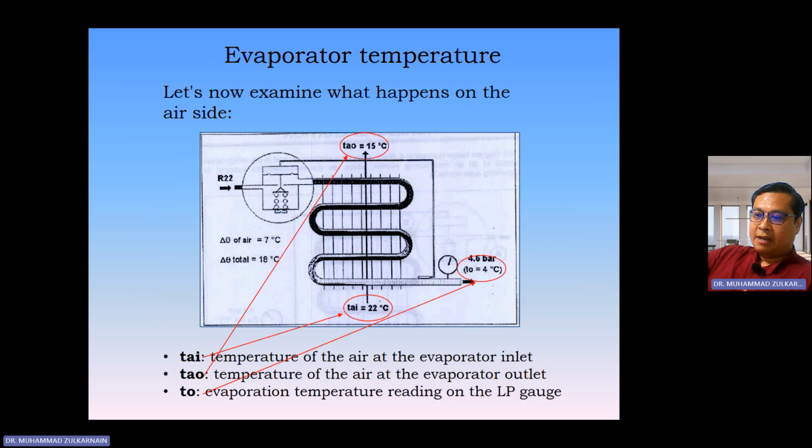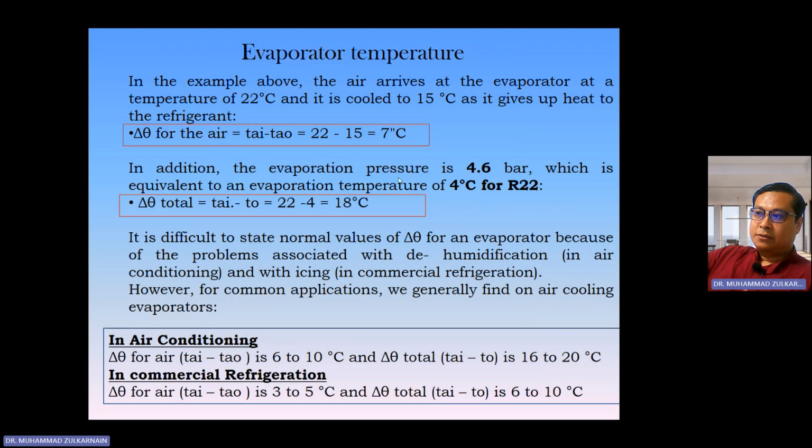If we have the temperature of the air at the evaporator inlet at 20 degrees Celsius, and the temperature of the air at the evaporator outlet is 15 degrees Celsius, and the evaporation temperature reading on the LP gauge is 4 degrees Celsius at 4.6 bar. So you need to describe this condition.